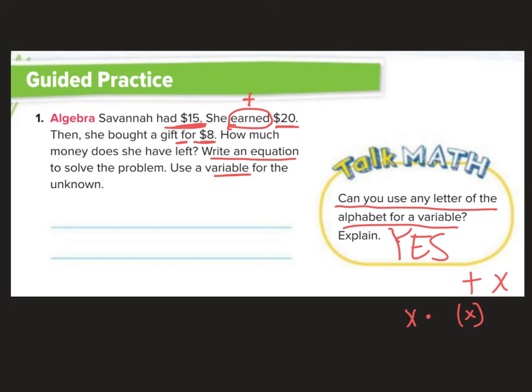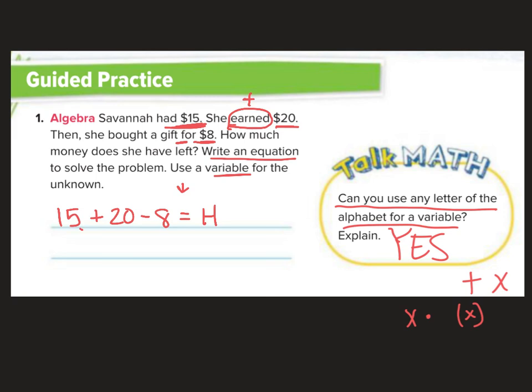So let's use a H for Mrs. Hamer. Okay, so she had $15. And then she earned $20. Then she bought a gift for $8. We need to subtract 8. And the question says, how much money does she have left? So that's going to equal our variable, which is how much money she has left. Okay, so we wrote an equation. Here's our equation. That's it. We just kind of have to translate from words into numbers and letters. Use a variable for the unknown, and we need to solve.